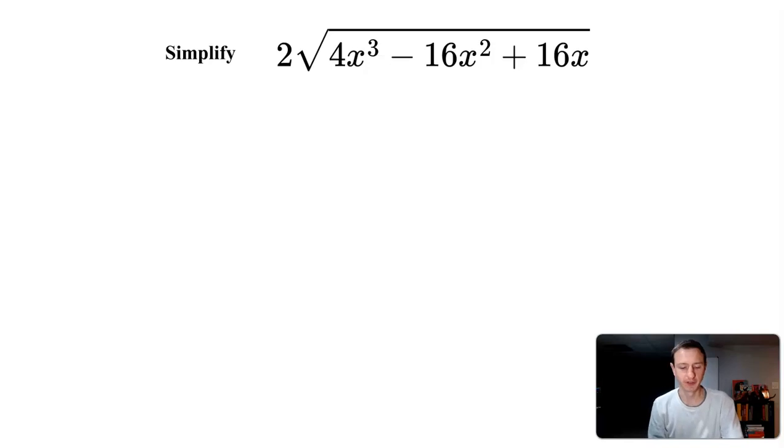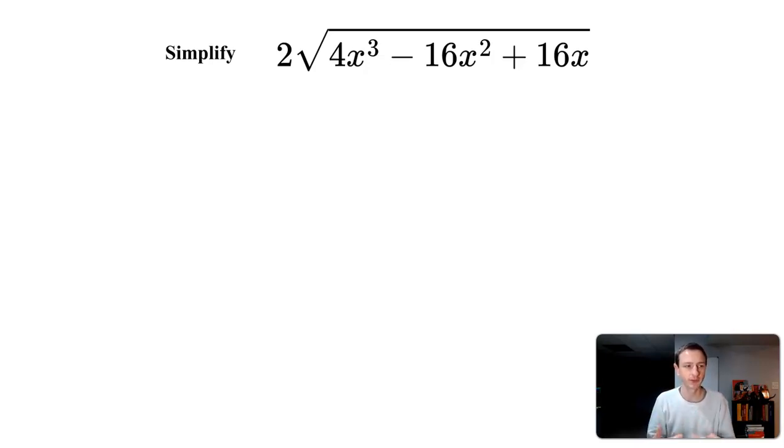Got an interesting problem here today. Simplify 2 times the radical of 4x to the third minus 16x squared plus 16x. Right off the bat, I'm seeing a lot happening inside the radical. But I'm noticing a trinomial: 4x to the third minus 16x squared plus 16x. So that tells me that maybe I can do something with that.